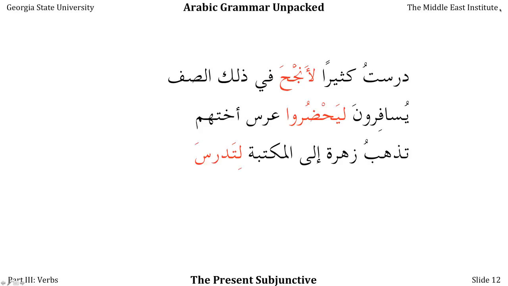So again, the Muladhara mansub, the present subjunctive, is used in 3 instances in Arabic. It always is subordinate to something else. We can put it after the conjunction an, as in uridu an adrusa. We can put it after the particle len in order to negate the future. Len adrusa, I will not study. Or we can put it after the preposition li in order to indicate in order to. Darastu kathiran li anjaha fi dhalika saf. I studied a lot in order to succeed in that class.